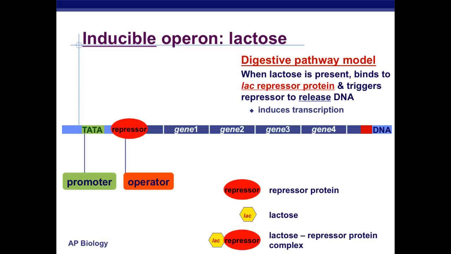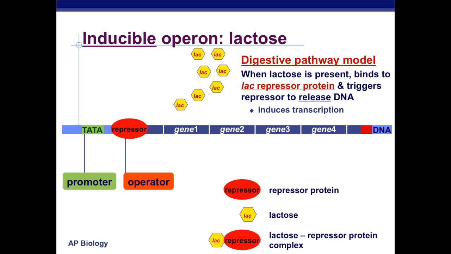Inducible operon, an example is lactose. The digestive pathway model: when lactose is present, it binds to the lac repressor protein and triggers the repressor to release DNA. This induces transcription. So typically for the lactose operon, the repressor is already attached to the operator. So RNA polymerase cannot bind and will not transcribe the genes.